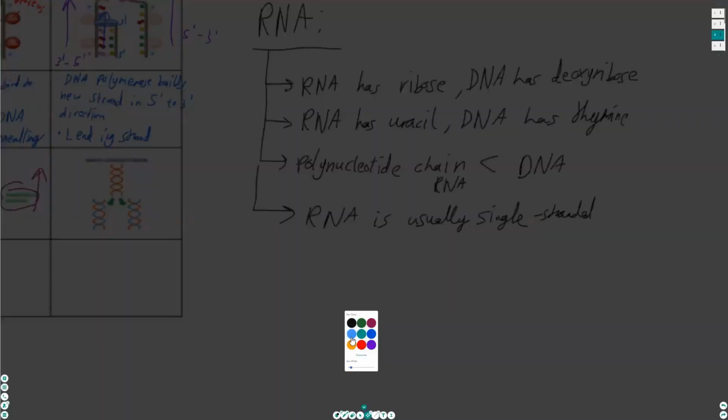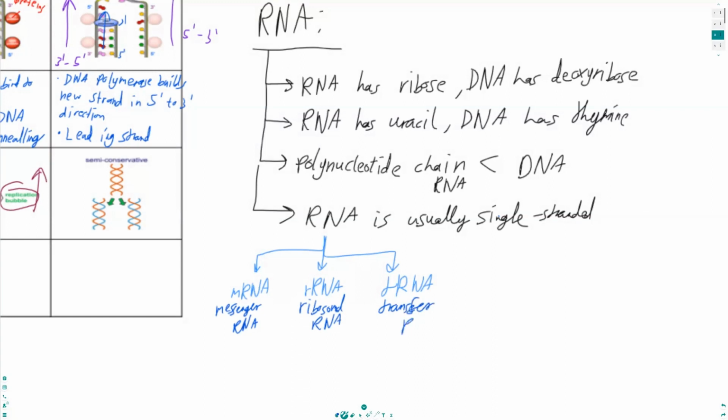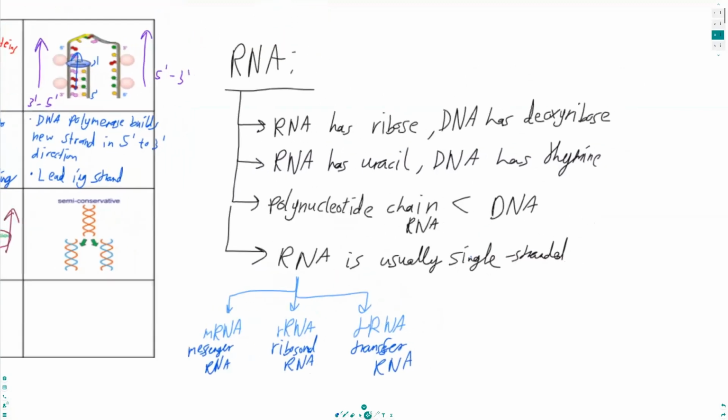There are three forms of RNA which are helpful in protein synthesis: mRNA, rRNA, and tRNA. mRNA stands for messenger RNA. rRNA stands for ribosomal RNA. tRNA stands for transfer RNA. So that's a little bit on RNA.